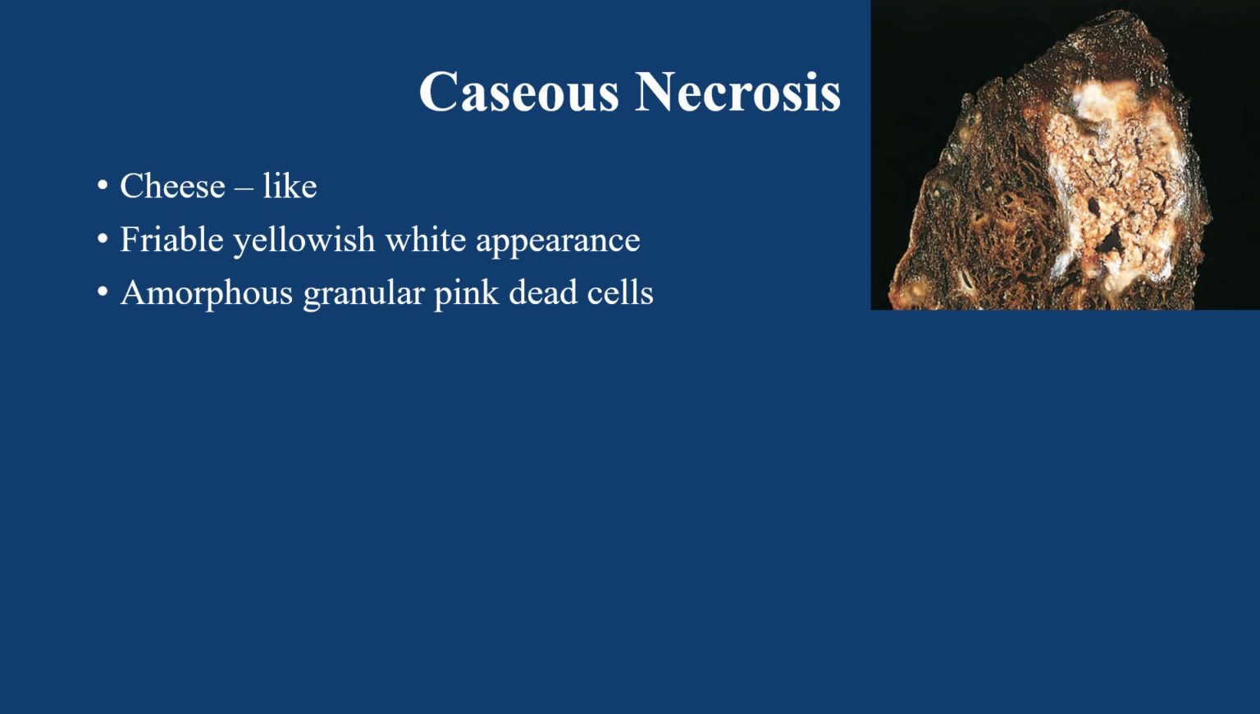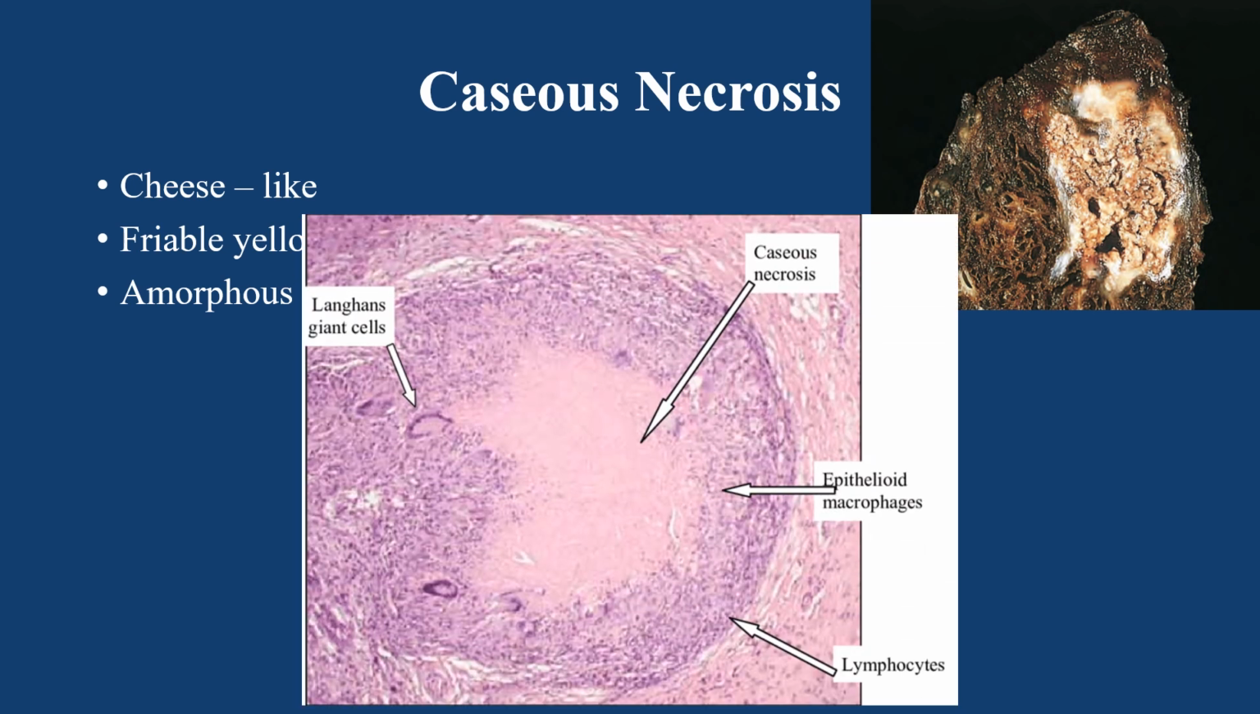On microscopy, it looks like amorphous granular pink dead cells. This is a microscopic picture of caseous necrosis. In the center, we have this amorphous pinkish material, that is caseous necrosis, which is surrounded by epithelioid macrophages, lymphocytes, and Langhans type of giant cells. This whole structure is known as granuloma, which is a characteristic finding in tuberculosis.